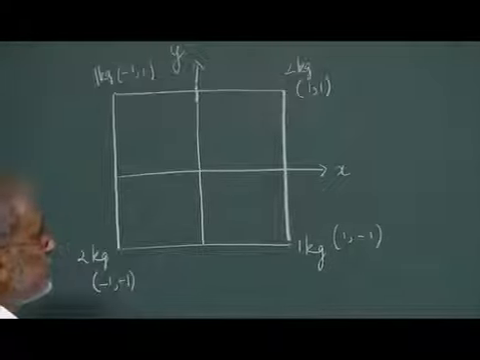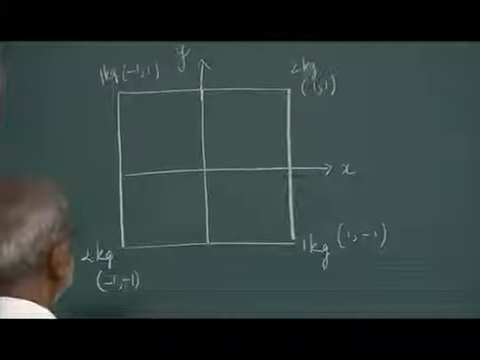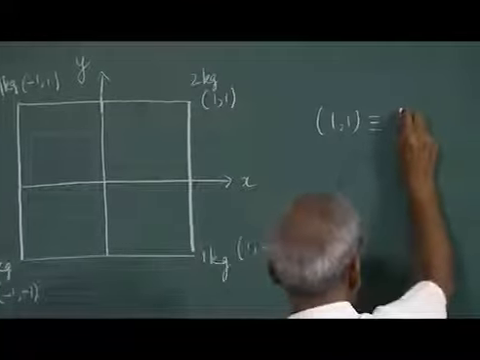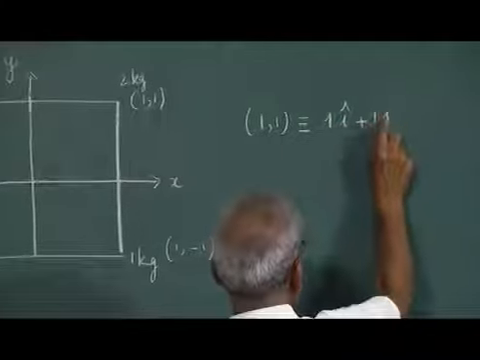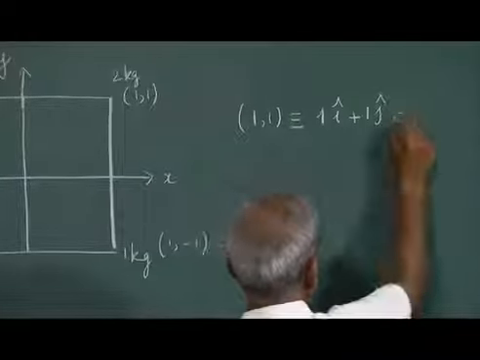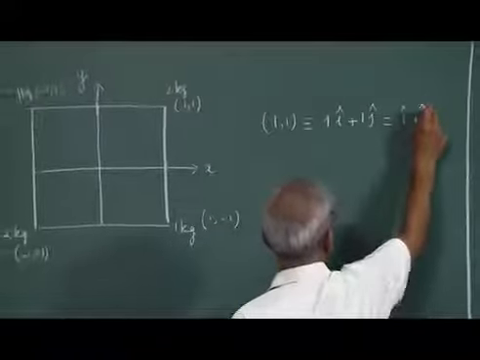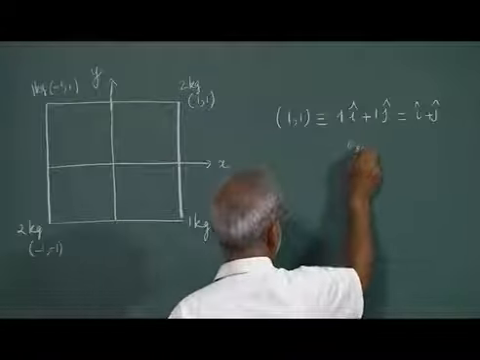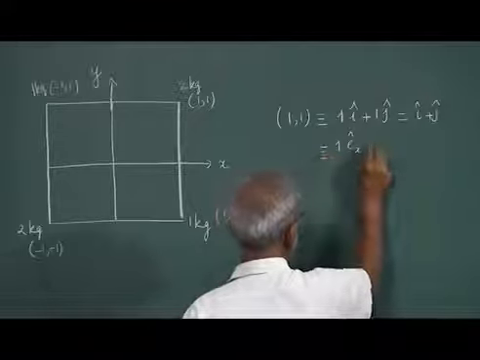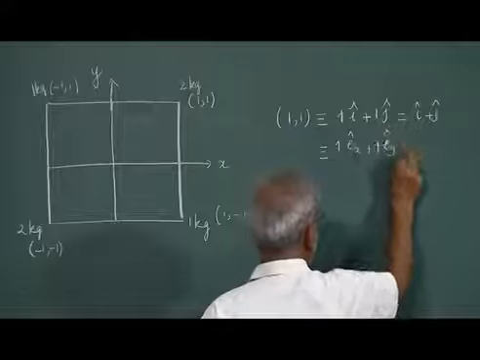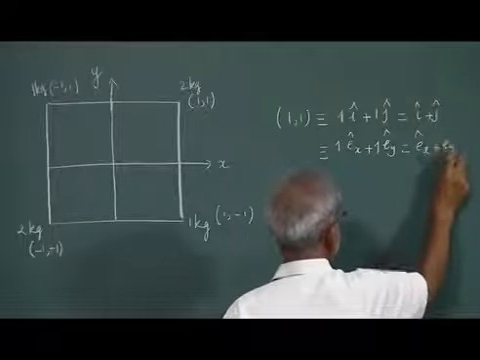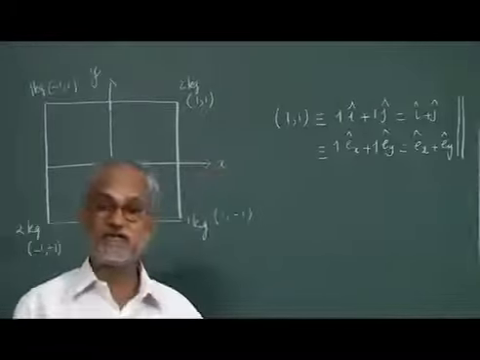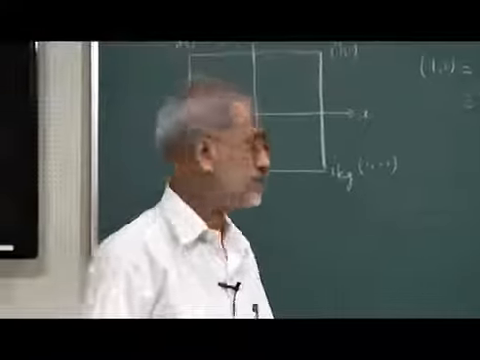So, just for the sake of recalling, remember when I write a coordinate as (1, 1), this actually means a vector 1 times i plus 1 times j, which is the same as i plus j. Sometimes unit vectors are also denoted in this way: 1 times e_x plus 1 times the unit vector along the y direction, therefore, e_x plus e_y. Both are the same. So, when you see a different notation, you should not get confused. Both these notations are used.